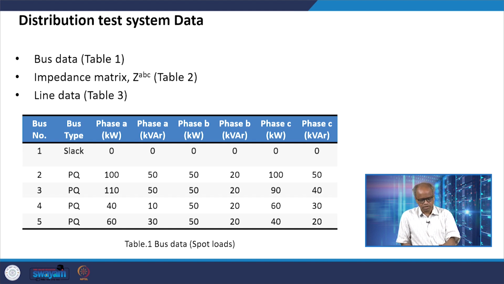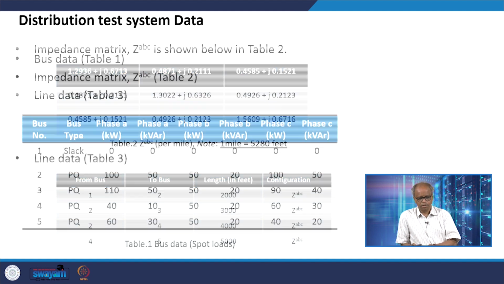So you see, for example, phase A kilowatt, phase A kVAR 150, phase B kilowatt is 50, phase B kVAR is 20, phase C 150. So this loading is also unbalanced in phase at bus 2. Similarly at bus 3 this loading is unbalanced, at bus 4 the loading is also unbalanced, and at bus 5 the loading is also unbalanced. So this is an unbalanced system.